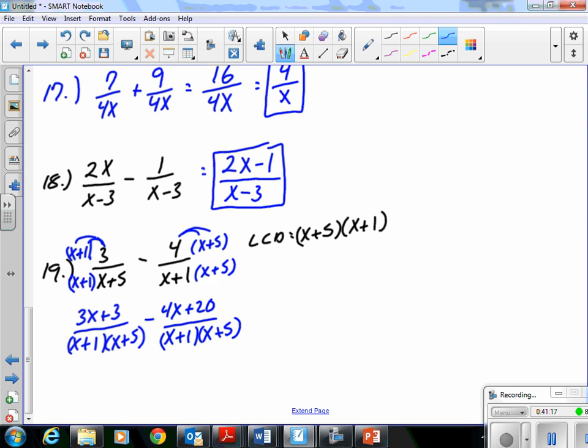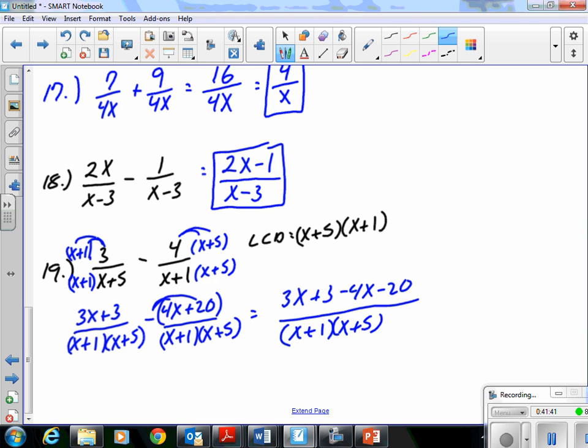So we're taking 3x plus 3, subtracting 4x plus 20. So we have to subtract everything that's in that numerator. So technically that's going to be 3x plus 3, distribute the negative. So it's going to change the sign of everything, minus 4x minus 20 over (x plus 1)(x plus 5). Combine those together. 3x minus 4x is going to be negative x, and 3 minus 20 is going to be negative 17 over (x plus 1)(x plus 5).